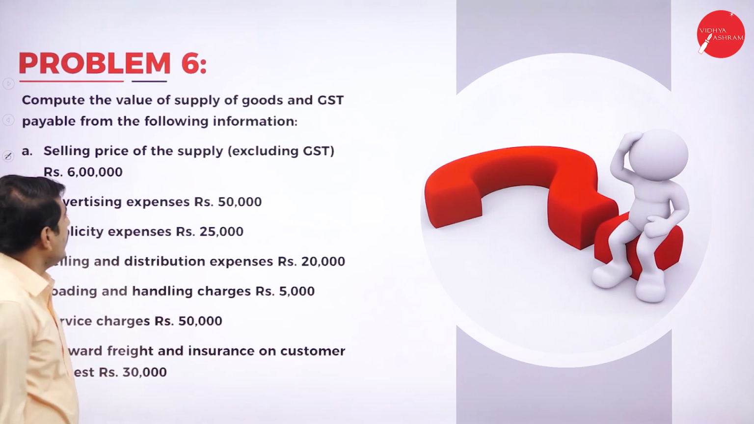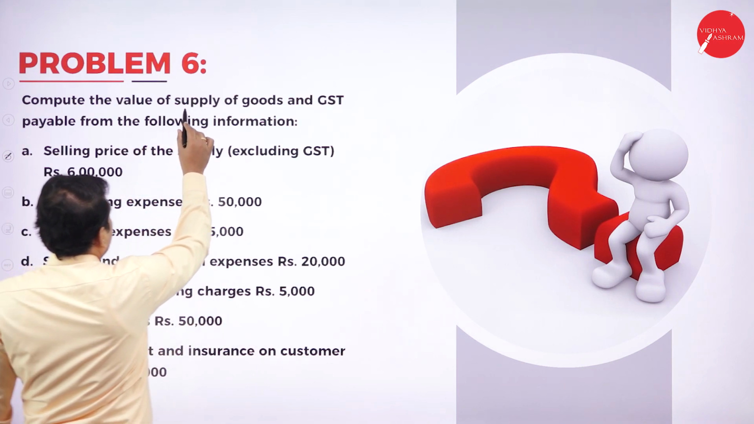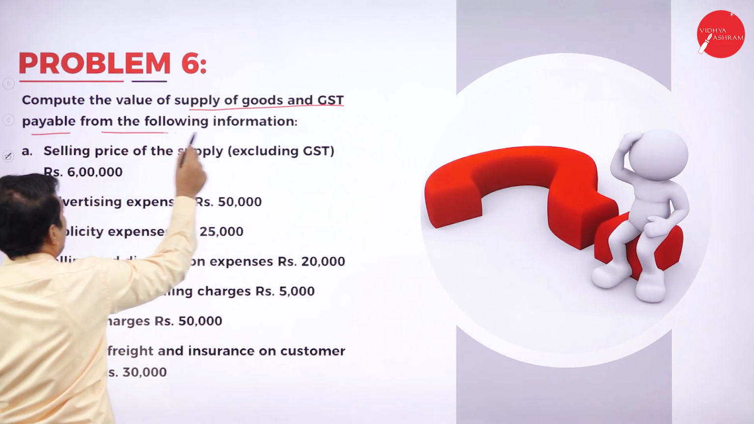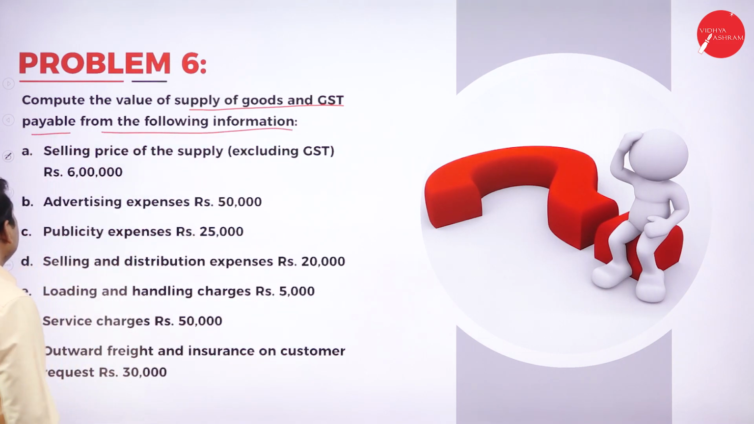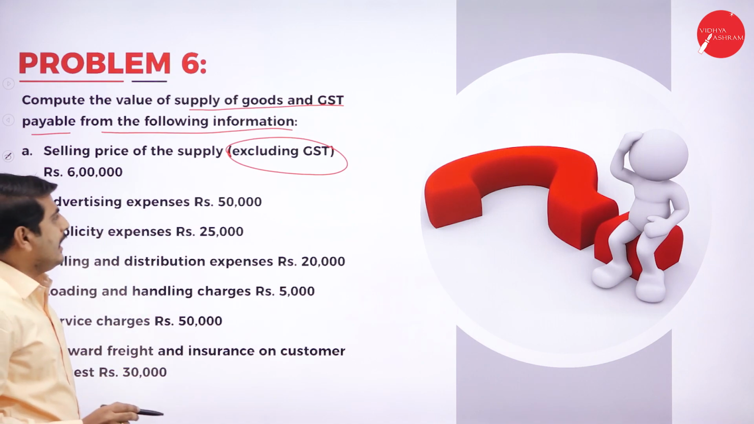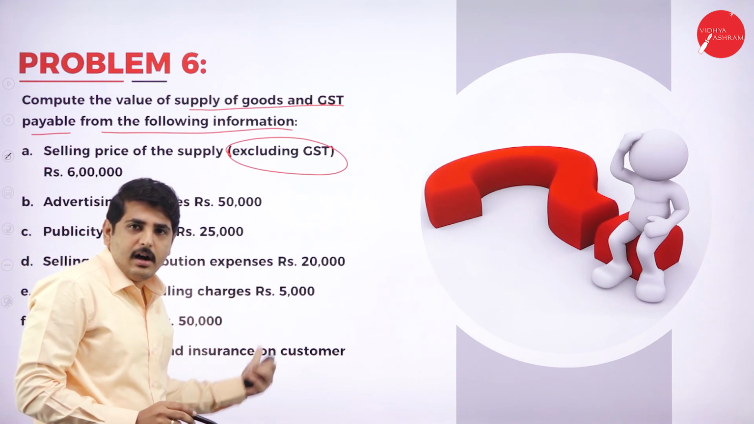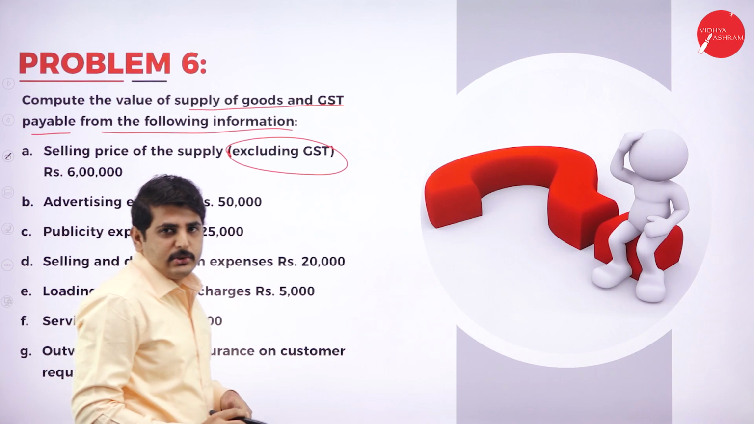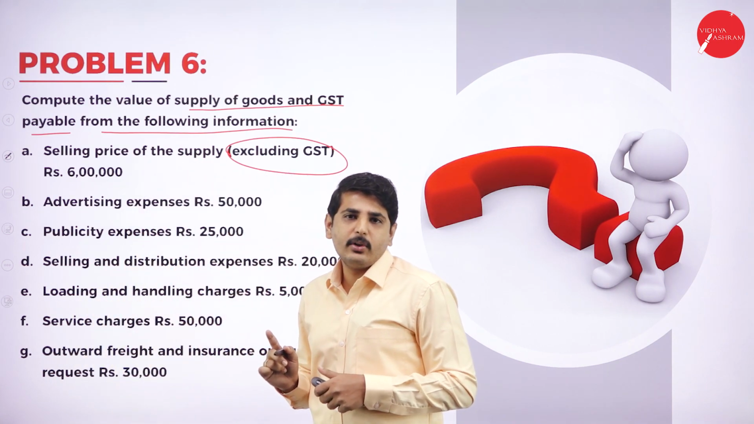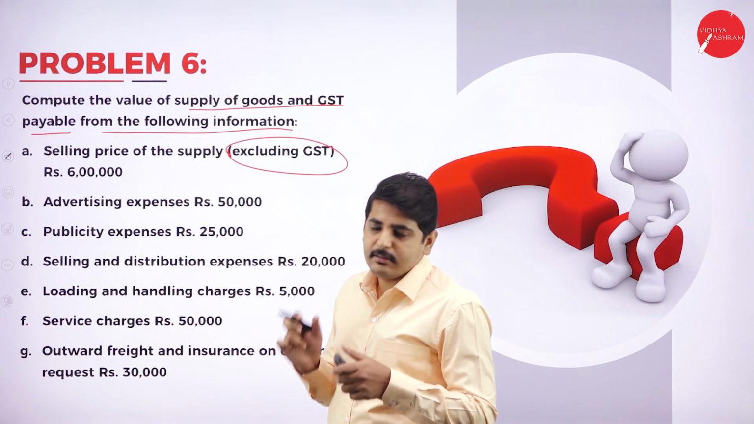Next problem, compute the value of supply of goods and GST payable from the following information. First one, selling price of the supply excluding GST. Once he gives excluding GST, we should add all these items. If it is inclusive of GST, we should neglect these items and directly go to the calculation of tax. Keep this in mind.